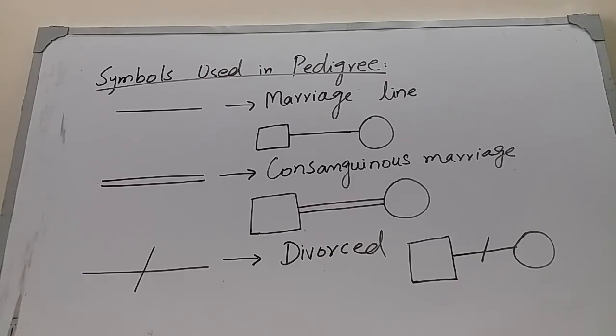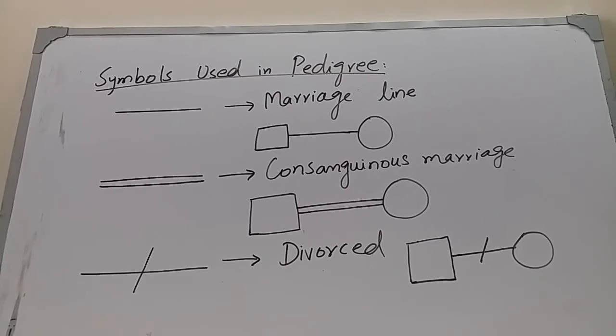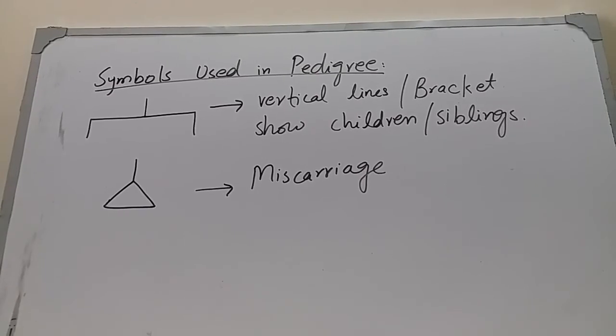And if there is a small vertical line over the mating line, over the marriage line, it means divorced or the partners are separated. Male and female are separated as it is shown in the diagram. The vertical lines or bracket show children are siblings, and a small triangle shows miscarriage.